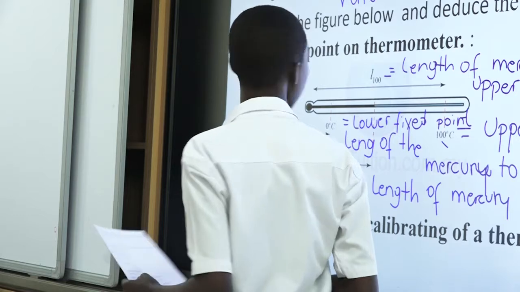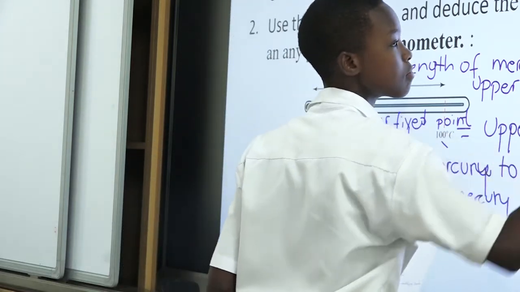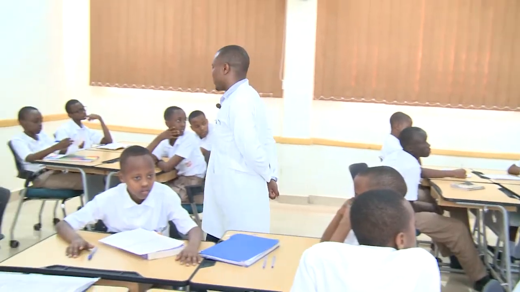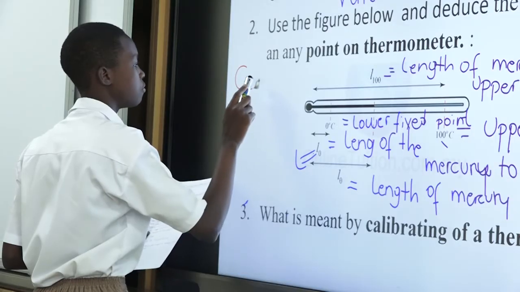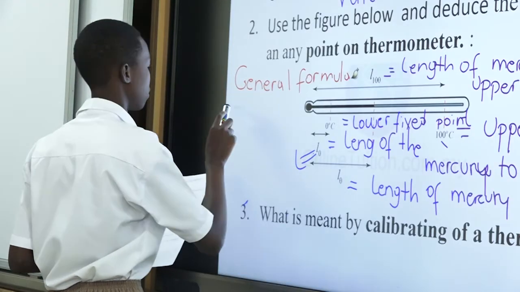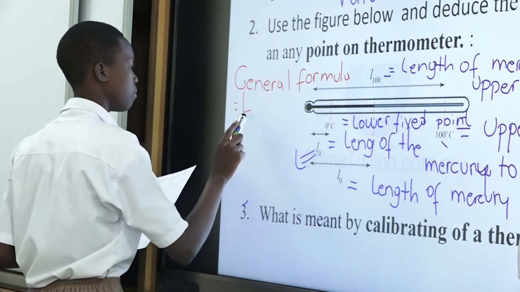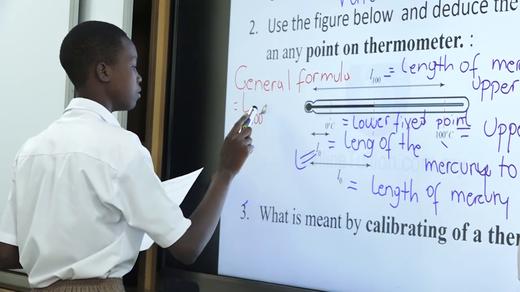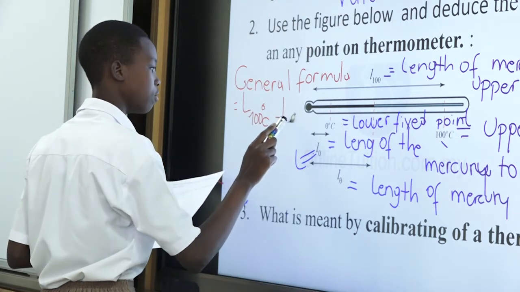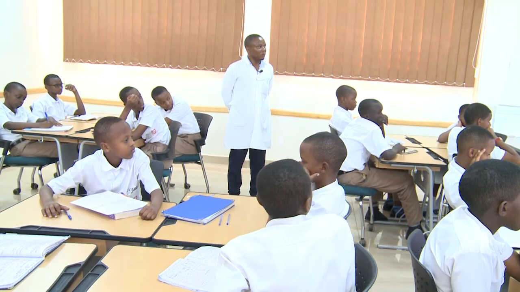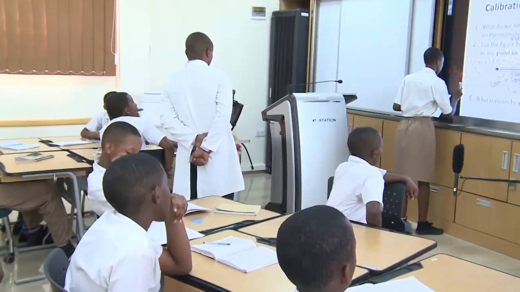Use a lead pen and write the formula for calculating the temperature between the lower and upper fixed point. The general formula is equal to L per 100 degrees Celsius minus L of 0, which is equal to 100 degrees Celsius.